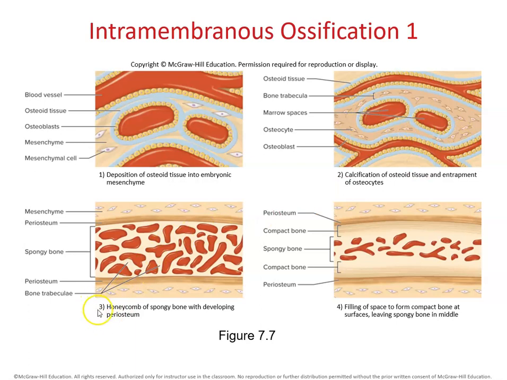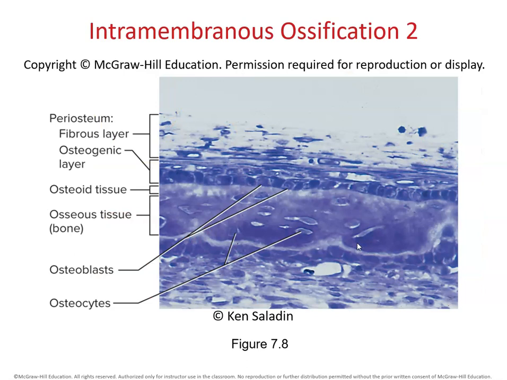Our third step, the spongy bone forms kind of a honeycomb pattern with the developing periosteum. And finally, the compact bone is found at the edges, the margins of the bone, and the spongy bone remains in the middle. So this is a micrograph showing the process that we just saw in cartoon. We can see the osteocytes and the osteoblasts and the different layers of tissue there.